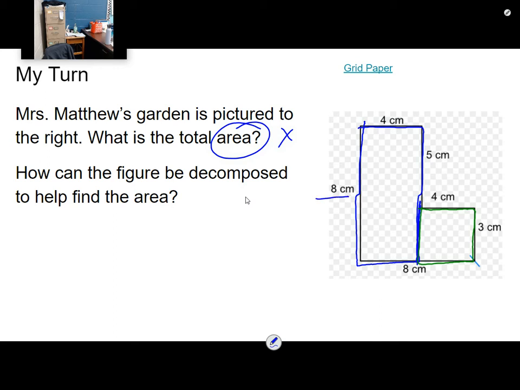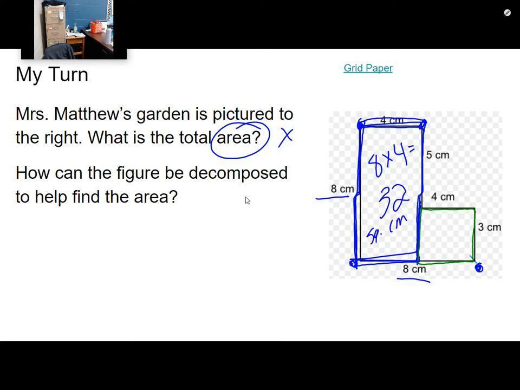So I see that my length is 8 because from here to here is 8 centimeters. Now my width is going to be 4. Note, it's not this 8 down here because this goes all the way to this corner. I want to go length and width of just the blue rectangle. So we're going to have an 8 by 4, and 8 times 4 equals 32 square centimeters.